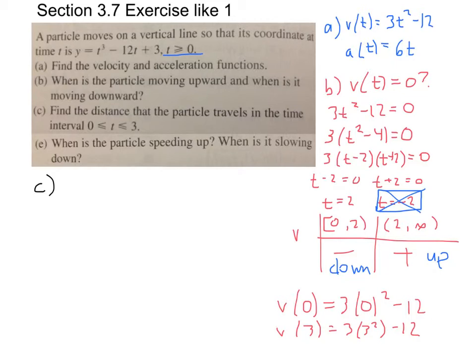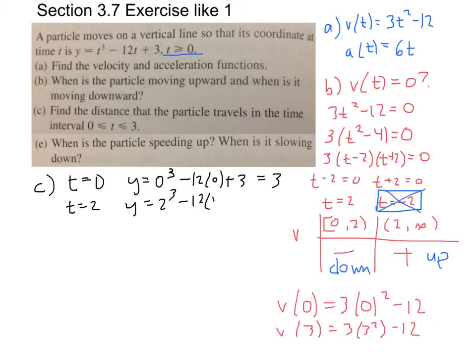So we know it's moving down from 0 to 2. So at time equals 0, I'm going to have y is equal to 0 cubed minus 12 times 0 plus 3, which comes out to 3. At time t equals 2, I have y equals 2 cubed minus 12 times 2 plus 3.